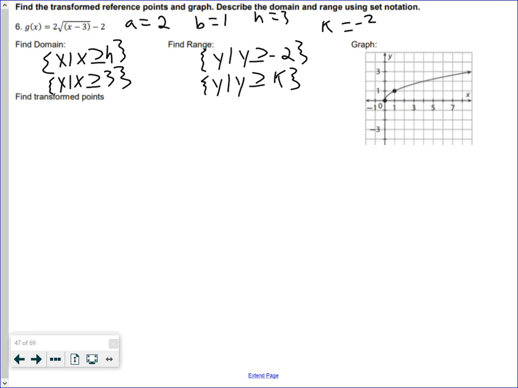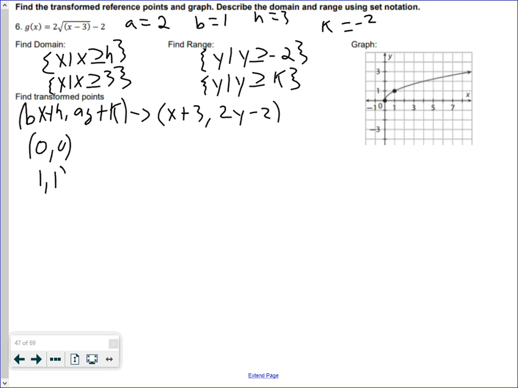All right. So we need to figure out our transform points. Remember, our transformation rule is bx plus h, comma ay plus k. This is incredibly important, so make sure you have this memorized. So bx plus h will give us x plus 3. Then ay plus k is 2y minus 2. And our 2 points we're going to transform are 0, 0 and 1, 1.